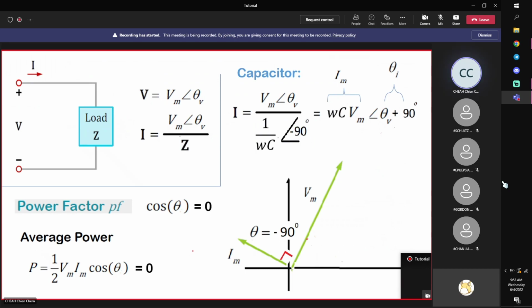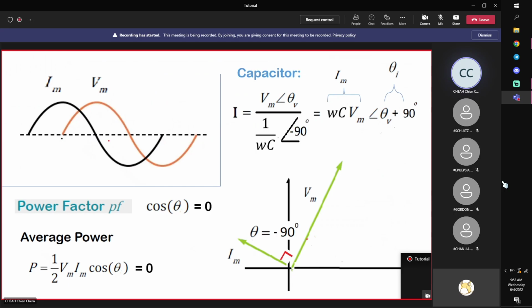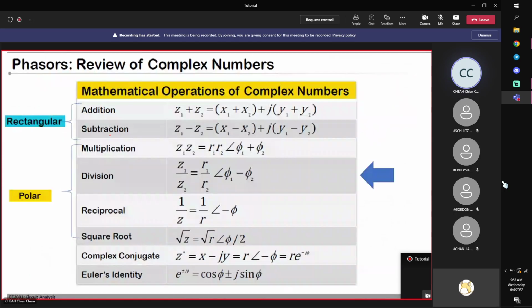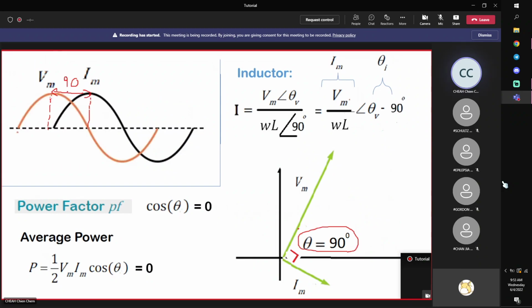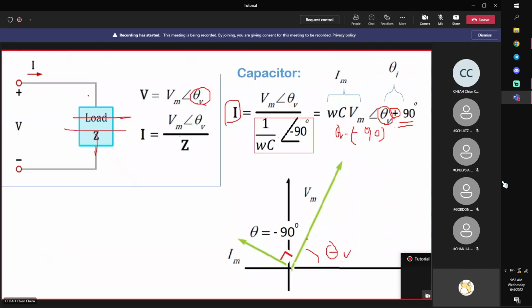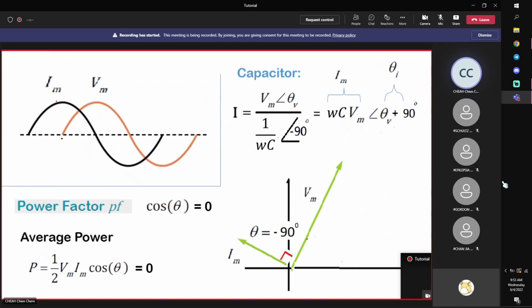Now, in terms of time domain signals, this is how it looks. Just now it was the other way around, with your voltage in front of your current. Right now the current is in front of your voltage. That means that current is leading your voltage by 90 degrees. Any questions so far?